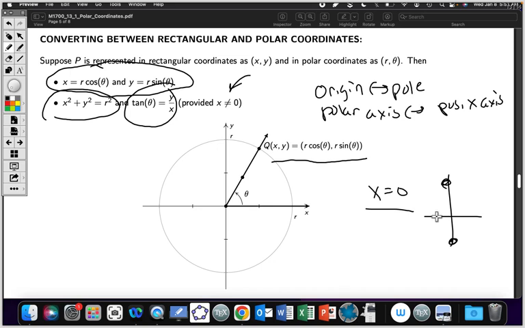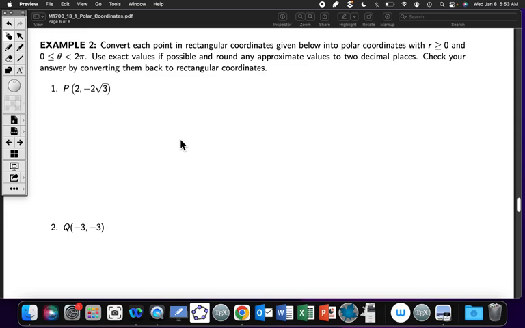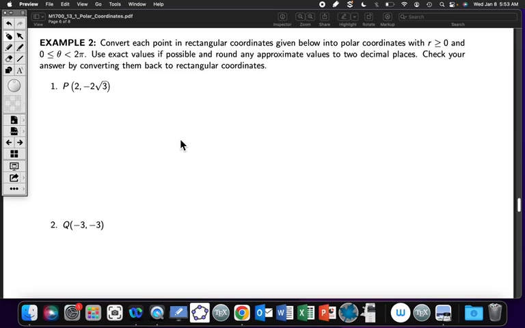As I mentioned way back, and I've mentioned since, the key to trigonometry always comes back to the Pythagorean theorem and the definitions on the unit circle. And so we're seeing that again here. In example 2, we're asked to convert each point in rectangular coordinates into polar coordinates with r bigger than or equal to 0 and theta between 0 and 2 pi. Use exact values if possible and round any approximate values to 2 decimal places.